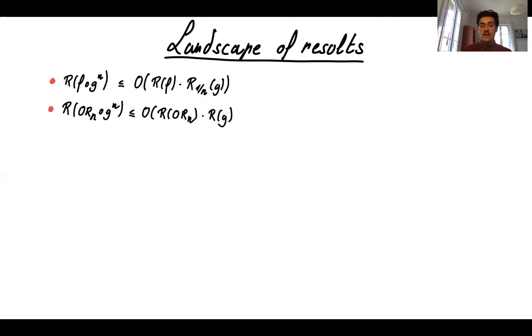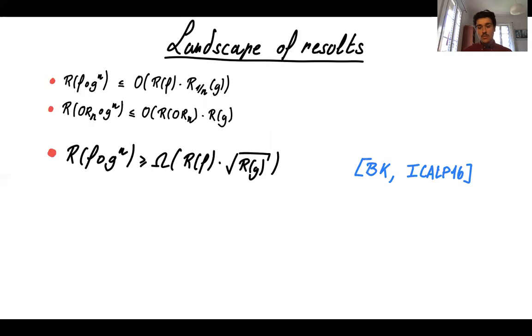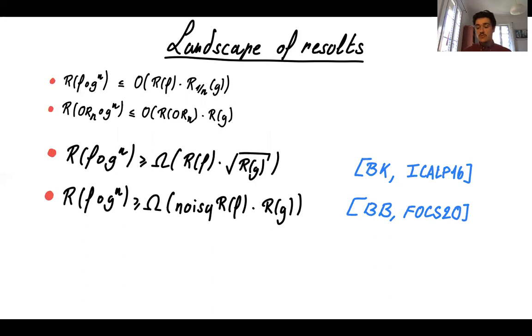For general lower bounds, we have two recent papers. This one from Ben-David and Kothari, which introduced sabotage complexity, and this more recent one by Ben-David and Blais that introduced the noisy query complexity measure.